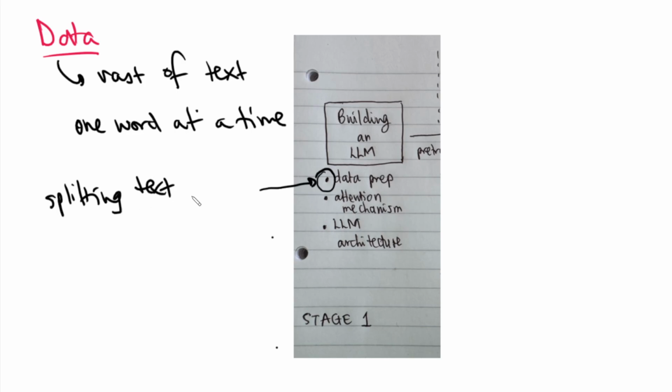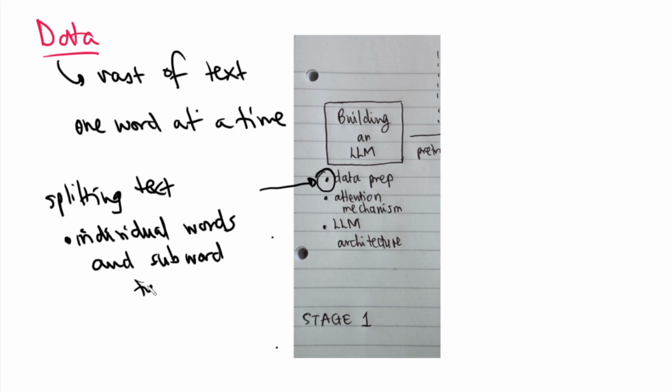splitting text into individual words and subword tokens. If you remember well, I gave an example of my name as Houston. You can say this word is a token by itself, or you can split it into subword tokens. So Hou will be one token, Stone will be another token. So we're going to see methods of splitting the text into word and subword tokens.